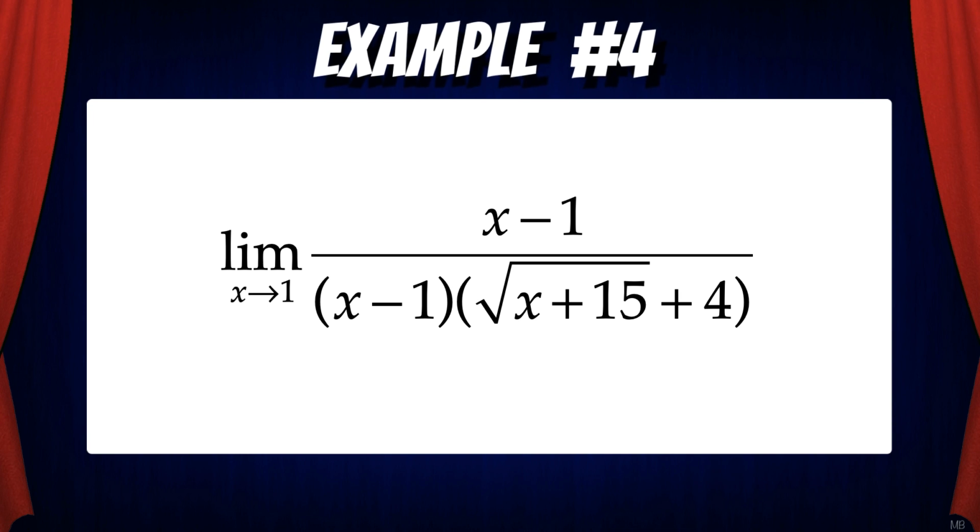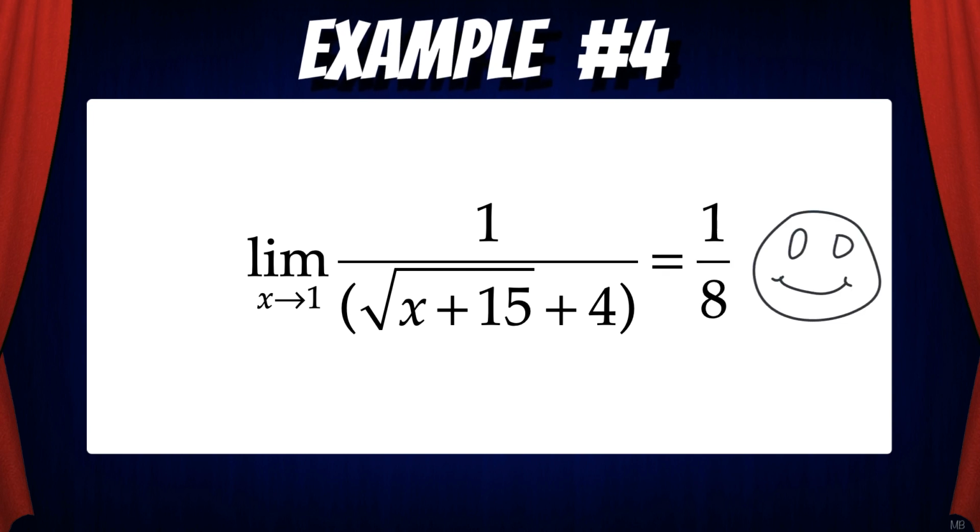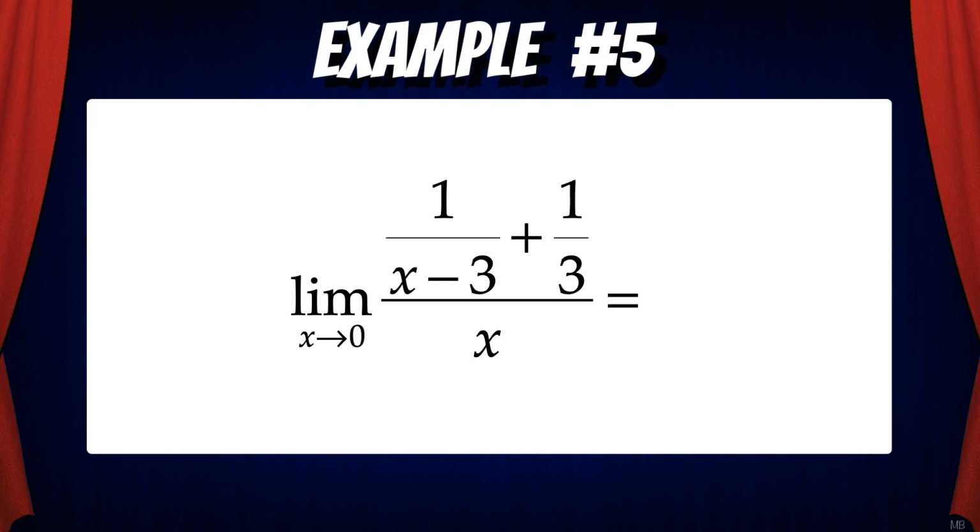And you can see that we can cross that factor out with the x minus 1 in the denominator. That leaves us with the limit as x goes to 1 of 1 over the square root of x plus 15 plus 4. Now we can try to plug in 1 again, and when we do that, we get 1/8. That means we're done. Let's look at one more tricky example.